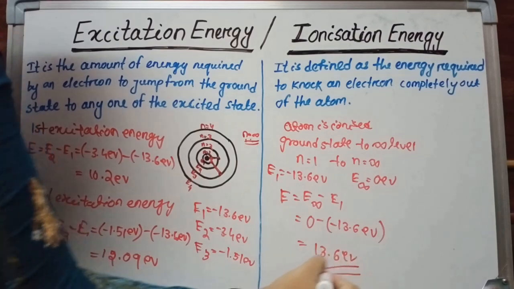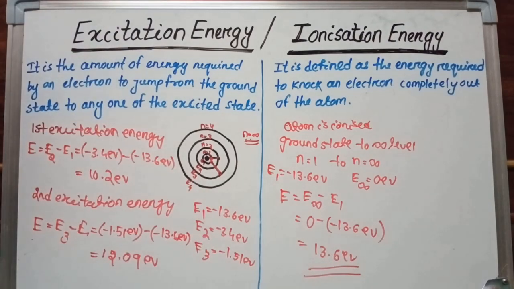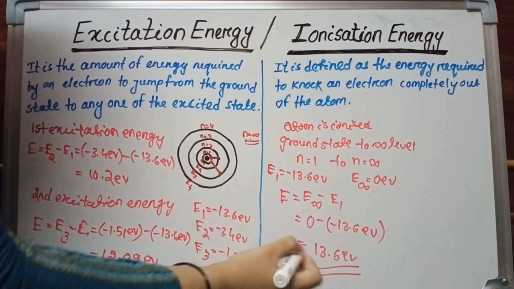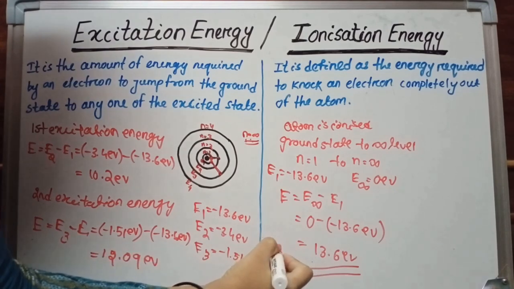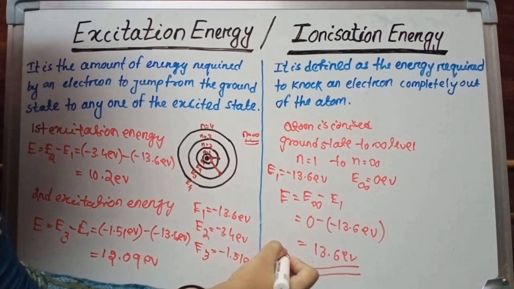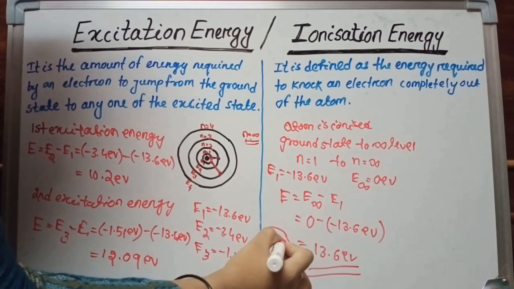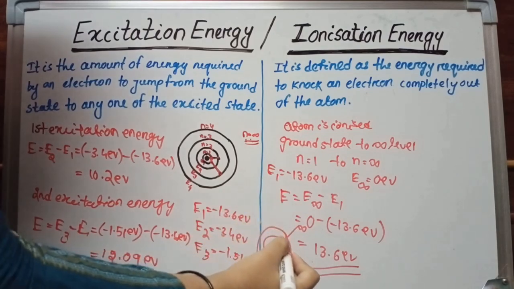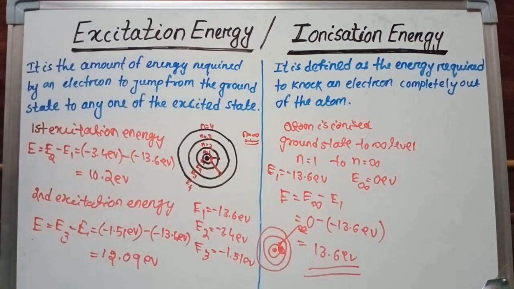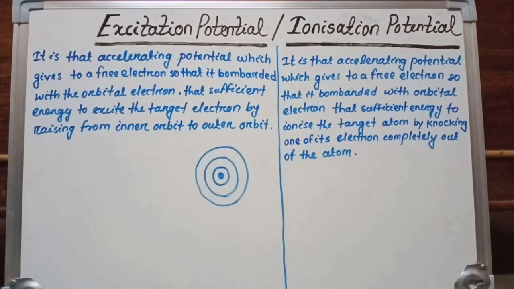That means 13.6 electron volt is the amount of energy required by an electron to jump from the ground state to the infinity state, or ground state to the infinity level. That amount of energy is called ionization energy. Now here we discuss excitation potential and ionization potential.